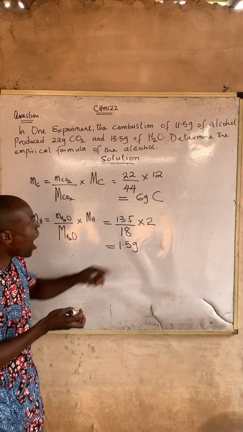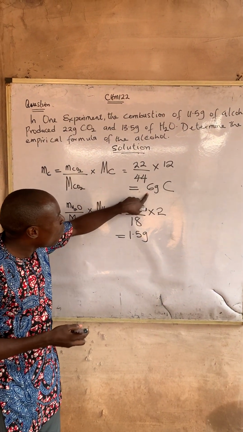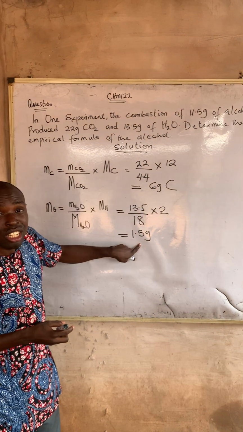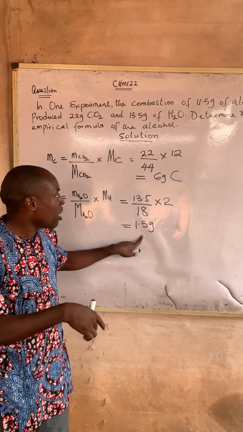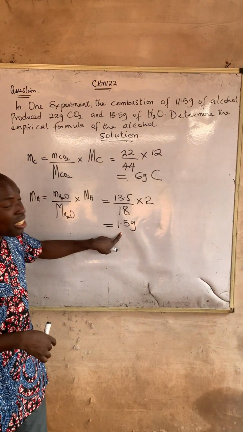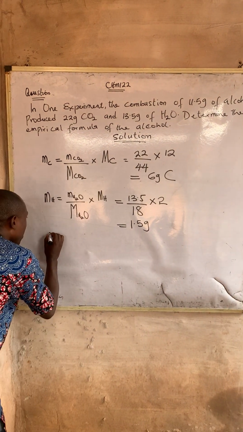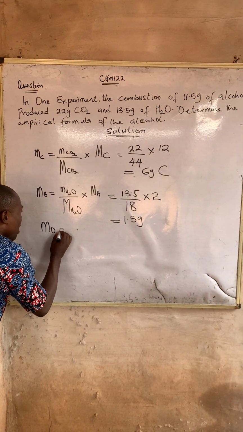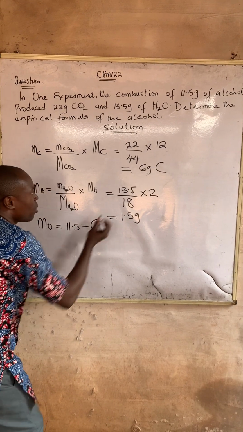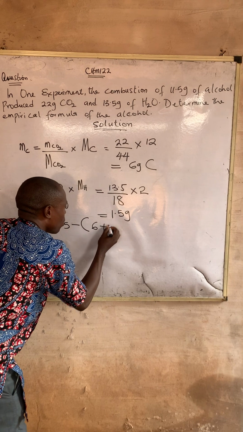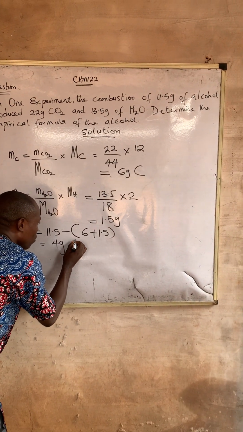Of course, when you add these two up, you find out that the masses of the carbon and the hydrogen are not up to 11.5, telling you that oxygen is present there, because 6 plus 1.5 is 7.5. It is not up to the 11.5. We come here to say the mass of oxygen is equal to 11.5 minus the total mass here, 6 plus 1.5, which is equal to 4 grams oxygen.